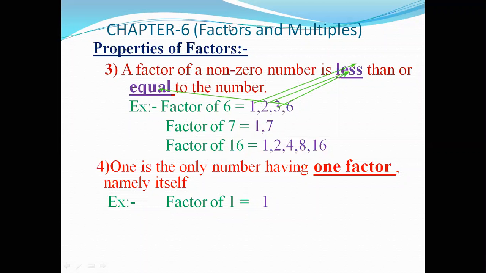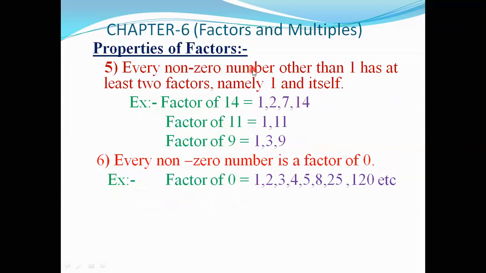Now, what is the fourth property? 1 is the only number having exactly one factor, namely itself. If you want to find the factor of 1, we have only 1. 1 is a factor. Now we go to the next property of factors.